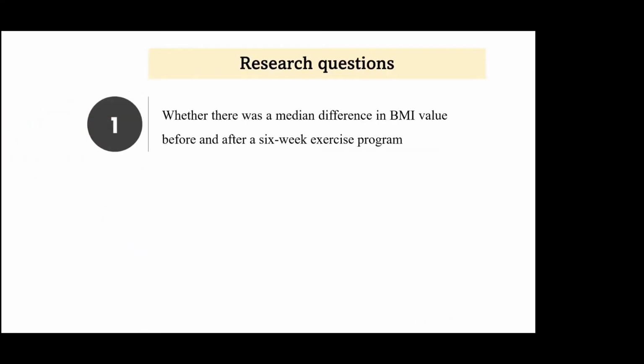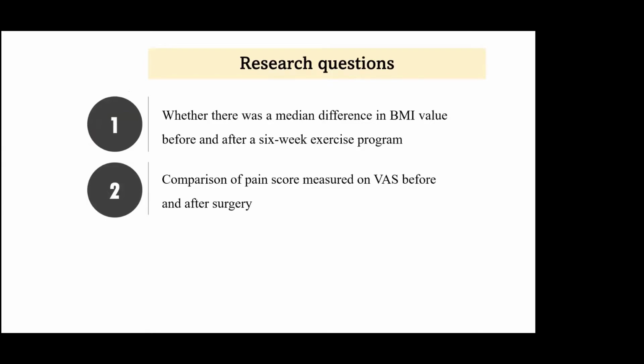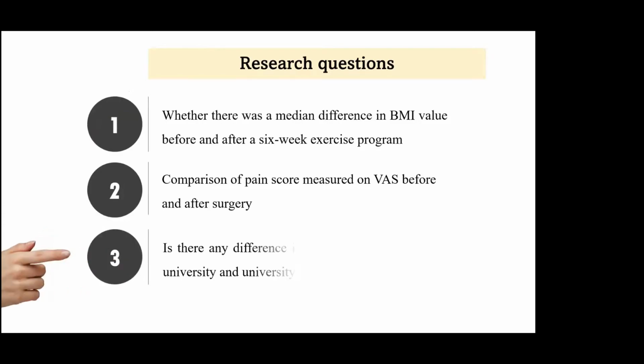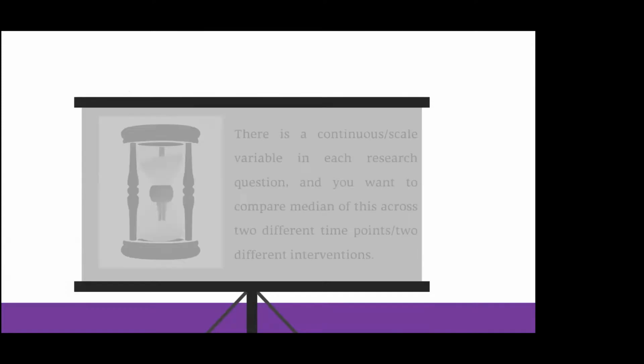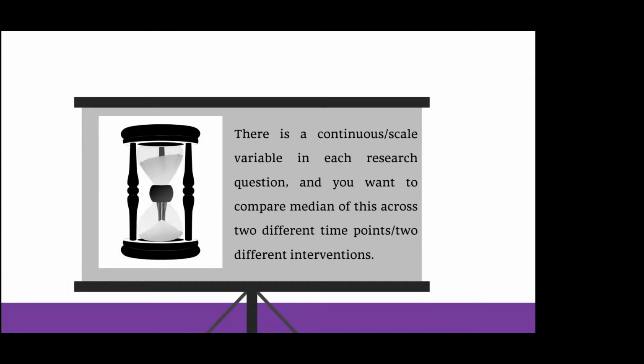So the research question is whether there was any median difference in the BMI value before and after a 6 weeks exercise program. Then the comparison of mean score we measured was before and after surgery. And is there any difference in the median marks obtained in the pre-university and university examination of MBBS students? So in all these cases, what we observe is that there is a continuous or a scale variable in each research question, and we want to compare the median of this value across two different time points or across two different interventions.